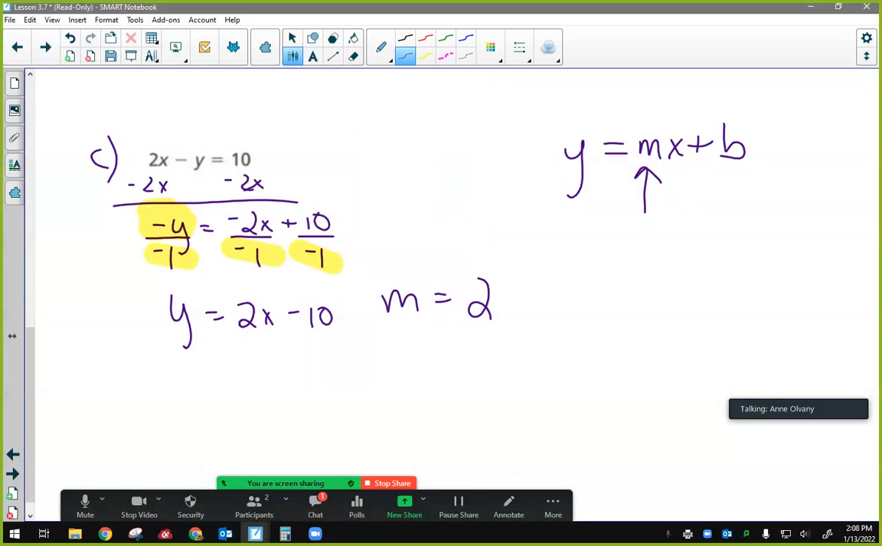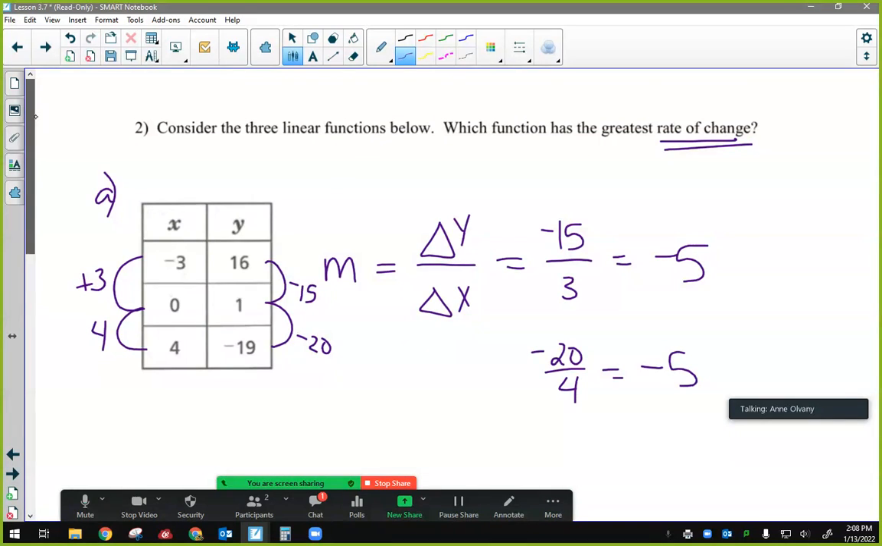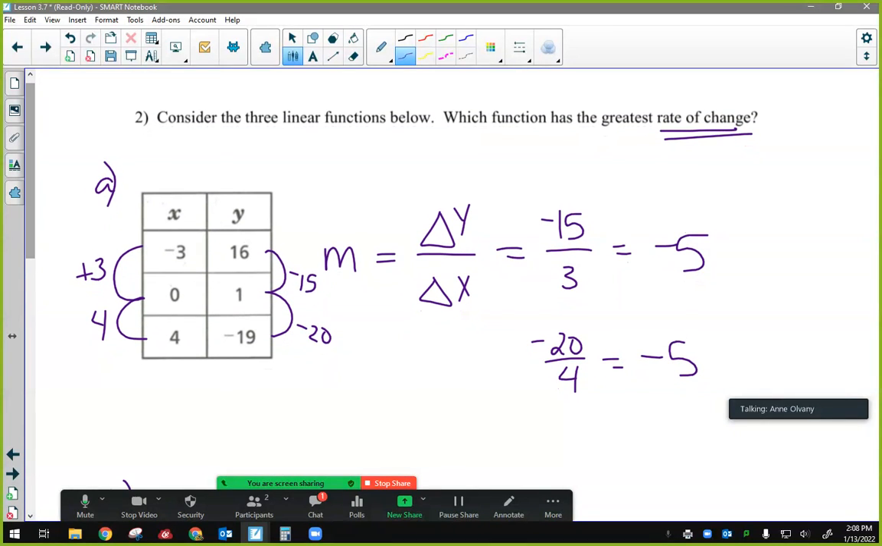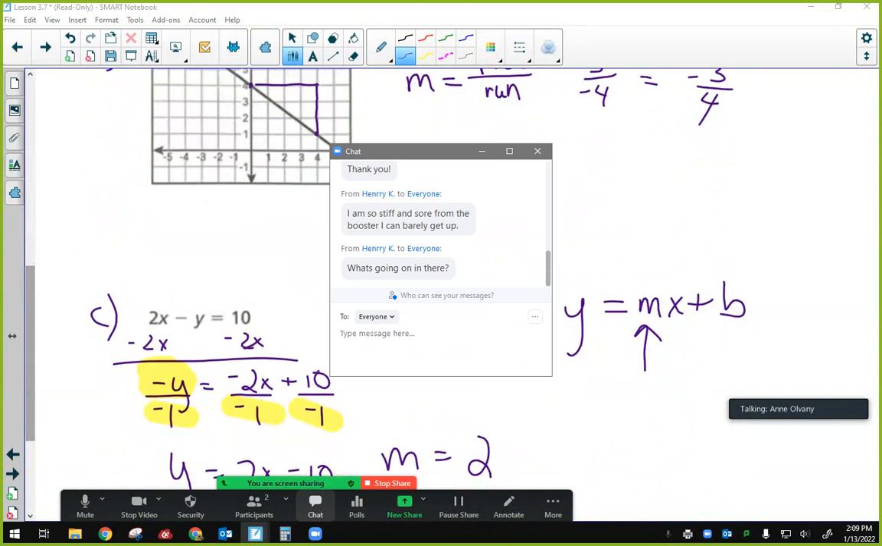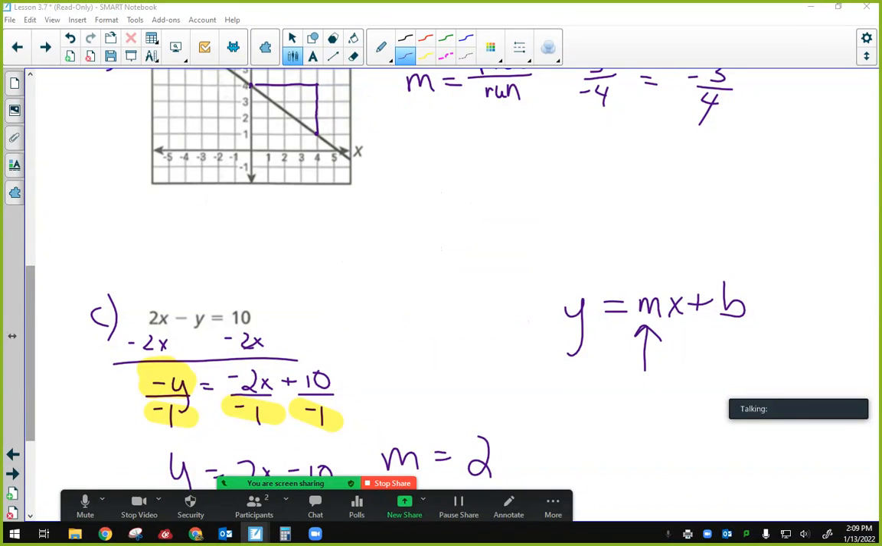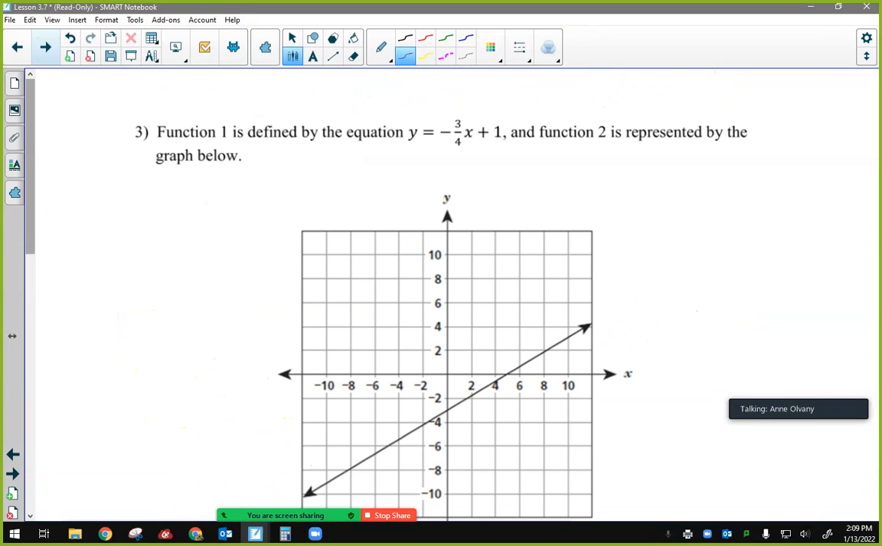And now we're going to answer the question, which is, which function has the greatest rate of change? Violet. A. Function A has the greatest rate of change. It might be decreasing, but it's changing in a negative direction more than anything else is changing in a positive direction. All right? So, that, I think, concludes the, no, there's one more.